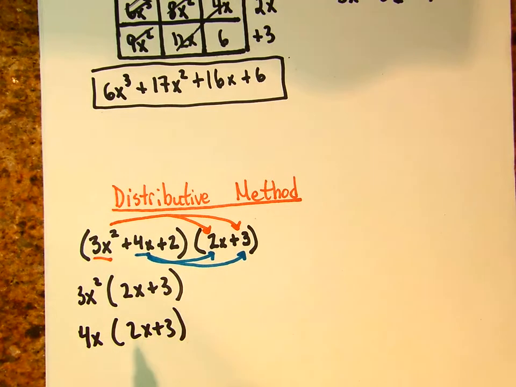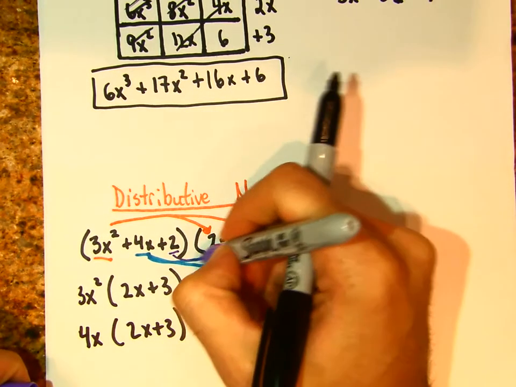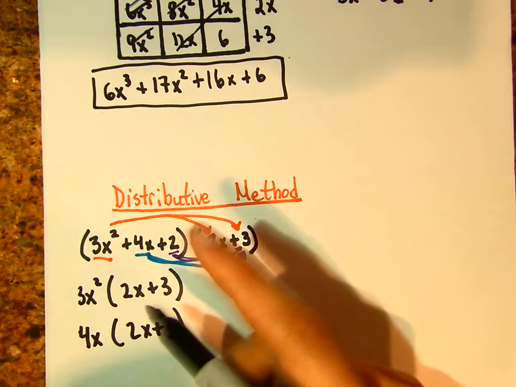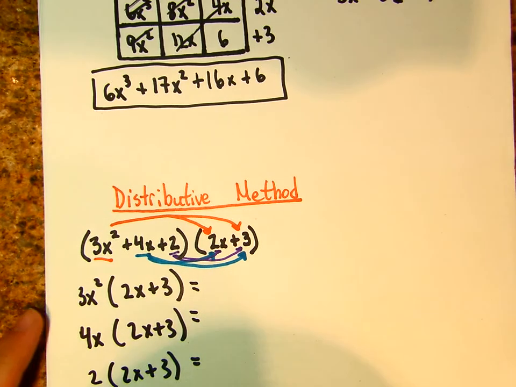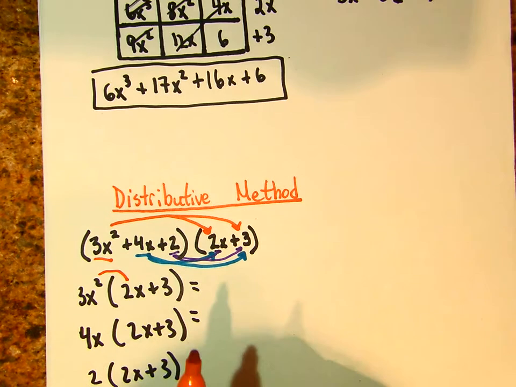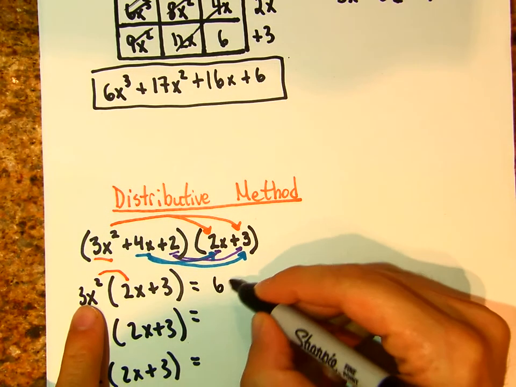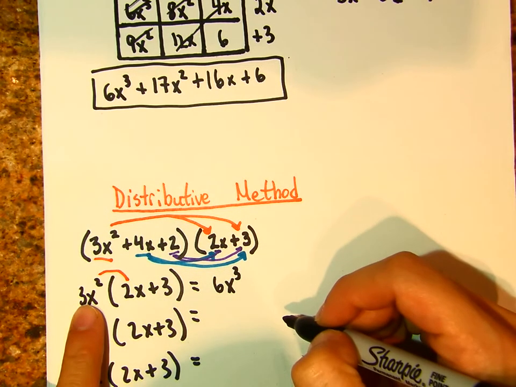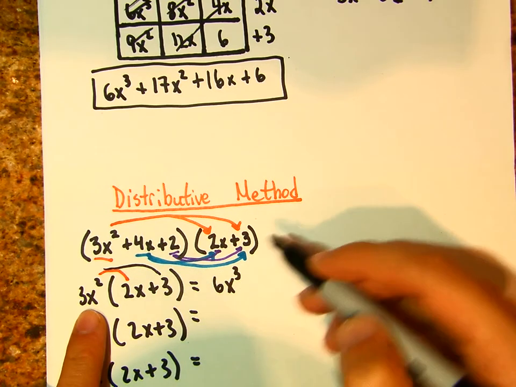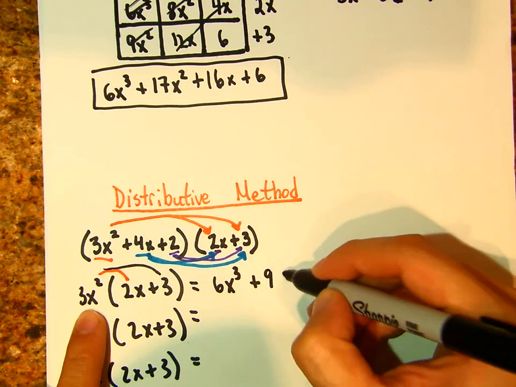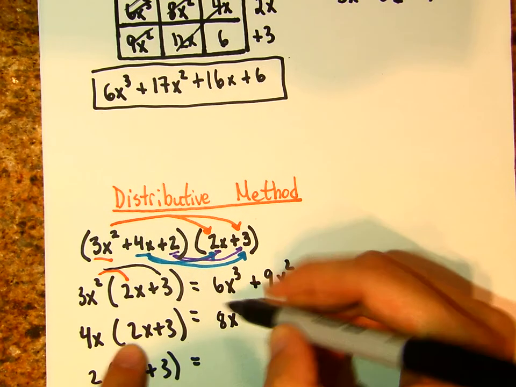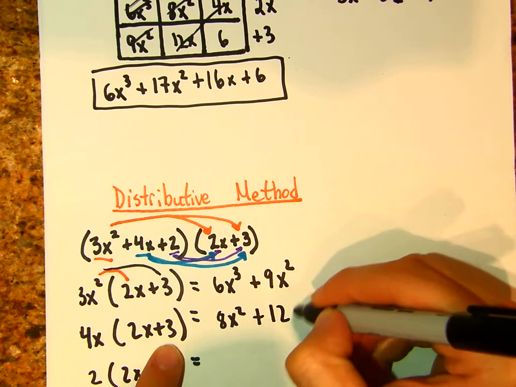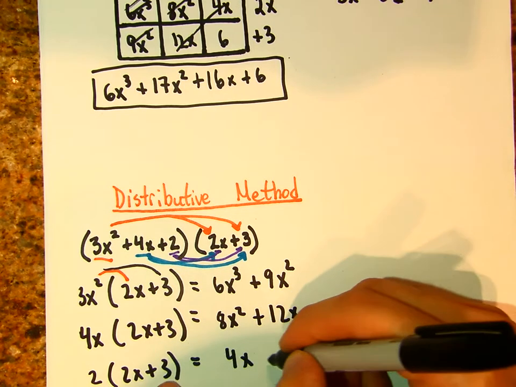Try and envision what would be the next line, right? I'm going to take this 2 and I'm going to multiply it to this and to this. So now here I have 2 times 2x plus 3. What I want you to do is try and do this calculation yourself, right? What is 3x squared times this 2x over here? This is 6x cubed, right? What's the next one? 3x squared times this over here. This is 9x squared. Then what happens for this one? 4x times 2x is 8x squared. 4x times 3 is 12x. 2 times 2x is 4x. 2 times 3 is 6.